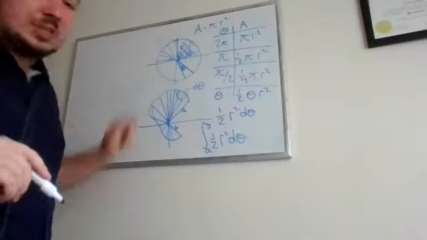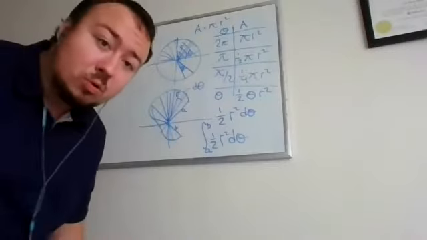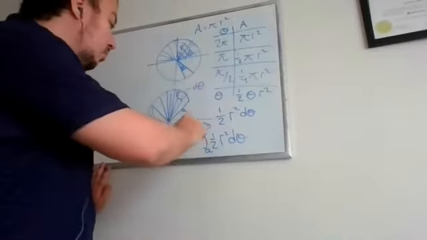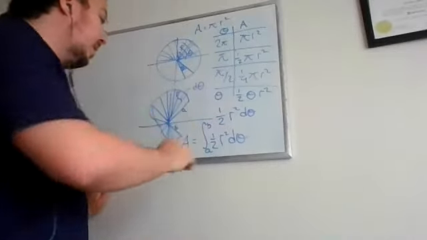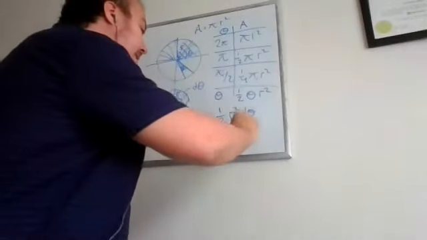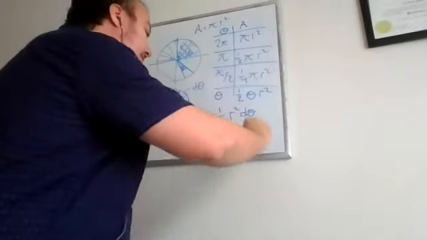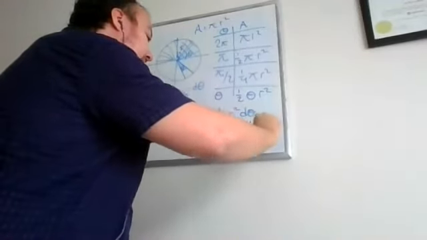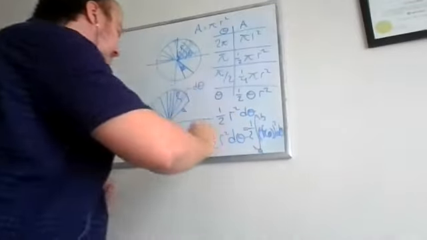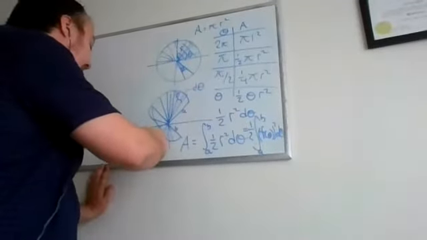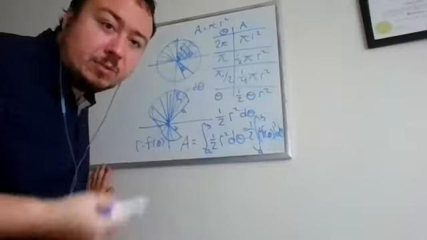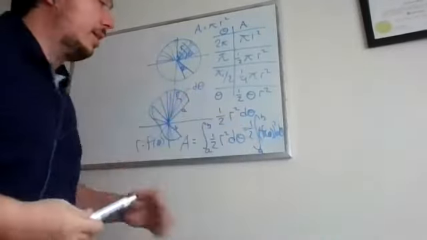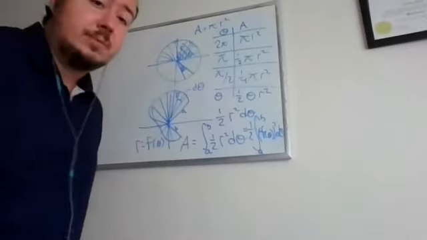And of course, it's not perfect, but as we have more and more of these sectors, the approximation is going to get better and better. So this is one way of looking at the area swept out by a curve. Another way of looking at it is 1/2 the integral from a to b of f of theta squared d theta. Because oftentimes we have r as a function of theta. And when we have that, we just put whatever our function is in here, we square it, and then we do the integral to get the area.